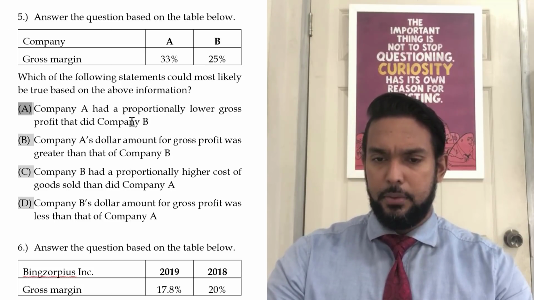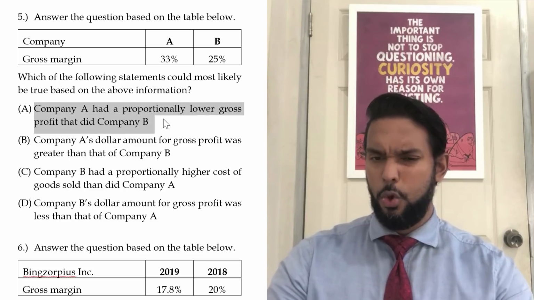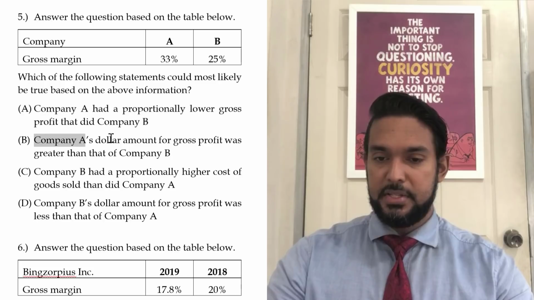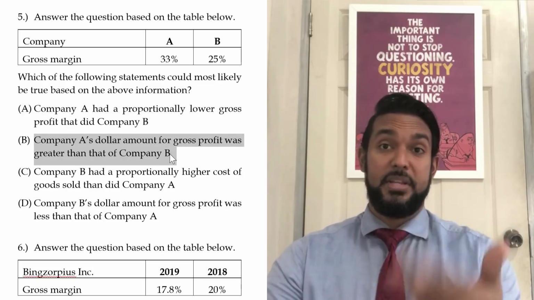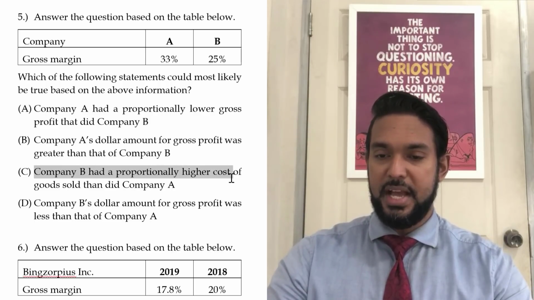So company A, oops, I don't know why I keep doing that. Right, so company A had a proportionally lower gross profit. No, it had a proportionally larger. Company A's dollar amount for gross profit was greater than that of company B. Well, I just explained why that is not true. Company B had a proportionally higher cost of goods sold than did company A.